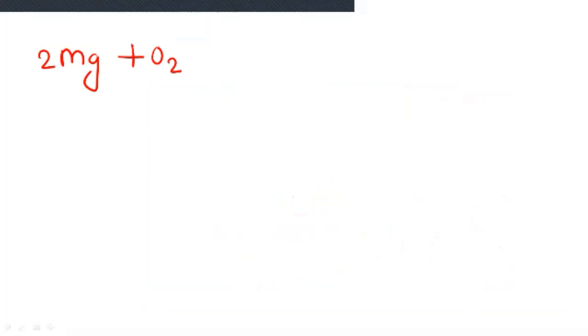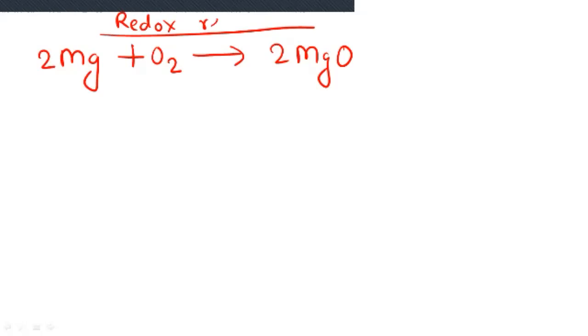Okay, so 2 Mg, I'm taking the example of again magnesium oxide, just to make you understand about this. And this is reacting with oxygen. It is 2 MgO. Now I am saying this is a redox reaction. Can anyone explain how this is a redox reaction? I am saying redox reaction means both oxidation and reduction. Can anyone explain how this is a redox reaction?